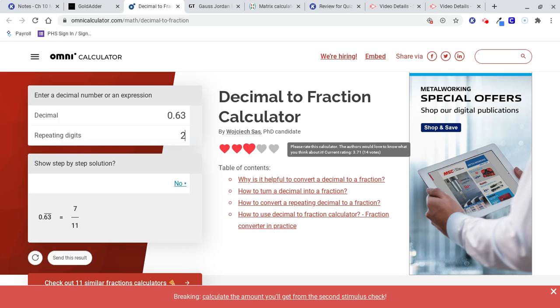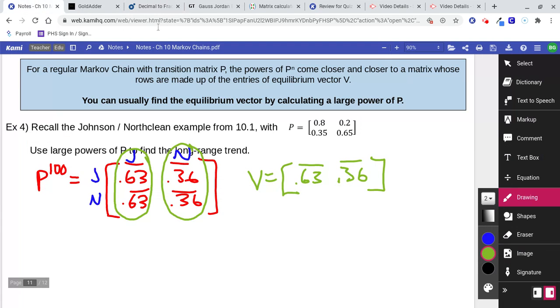You're going to put a 2 right here to tell it that it's 636363636363, repeating. And if you do that, notice it puts the little bar over the 63, and it tells you that answer is 7/11. Of course, you could do the same thing with your 36, and it's going to tell you 4/11. Okay, this site is pretty good. It won't do the job every time, but it's pretty good. And that tells me 7/11 and 4/11.